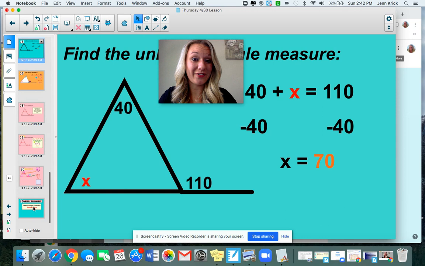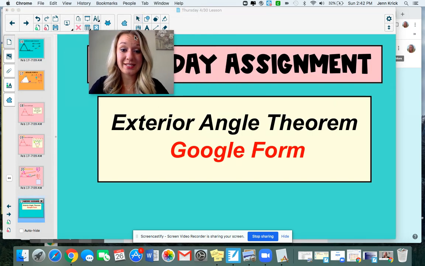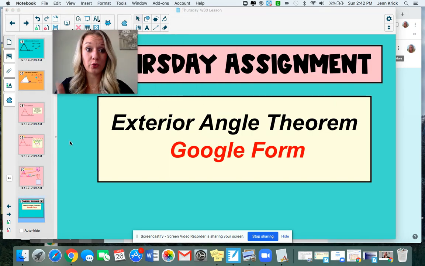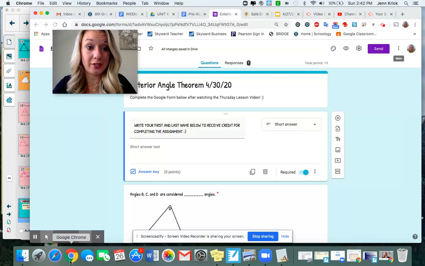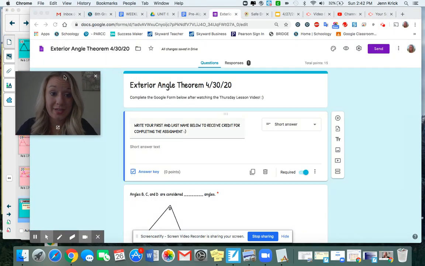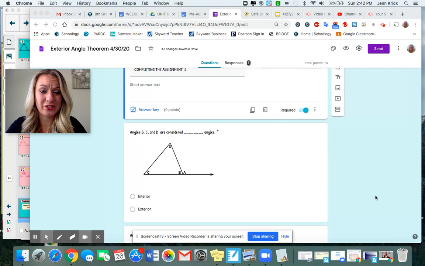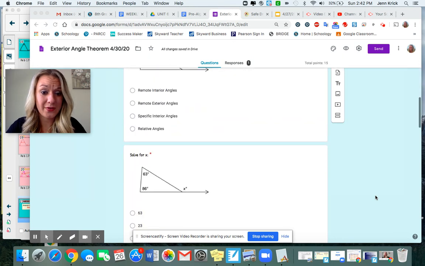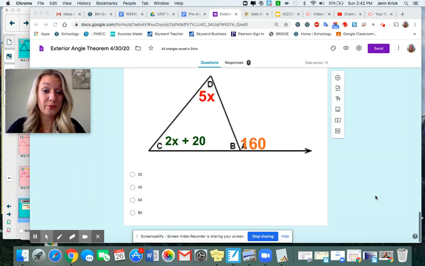All right, so that's it for today. Your assignment is the exterior angle theorem Google form, and it looks like this. I'm going to show you on screen. So it is pretty quick and easy. A lot of the questions are just about vocab, just to make sure you have that down, and then you'll have to solve for a few. So make sure you have your calculator and you are ready to go.